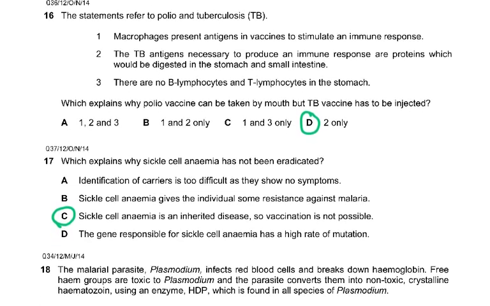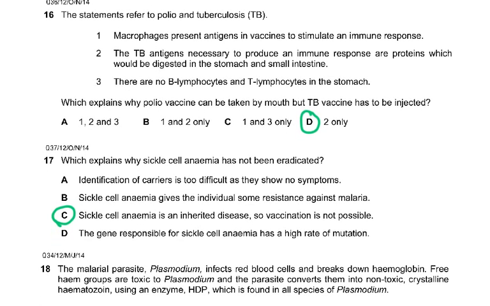The statements referred to polio and tuberculosis. Macrophage presents antigen vaccines to stimulate an immune response. The TB antigens necessary to produce an immune response are proteins which would be digested in the stomach and small intestine. There are no B lymphocytes and T lymphocytes in the stomach. Which explains why polio vaccine can be taken by mouth, but TB vaccine has to be injected.